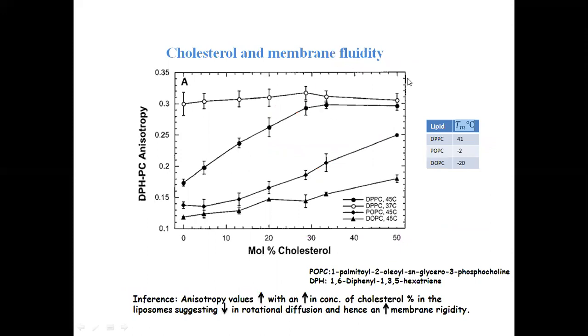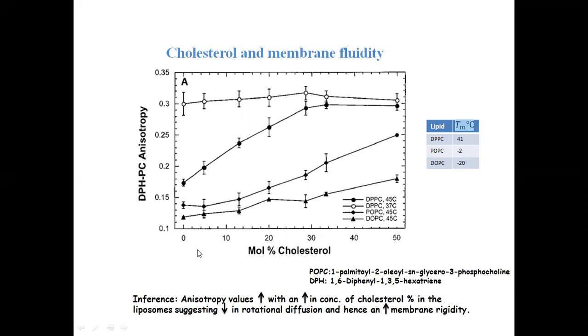This is a plot where there are different phospholipids at different temperatures. The DPPC at 37 degrees Celsius has the highest anisotropy, followed by the DPPC at 45 degrees Celsius, DOPC and POPC at 45 degrees Celsius. This is because the DPPC at 37 degrees Celsius is in gel phase, that is, it has high membrane rigidity. This is because the current temperature, 37 degrees Celsius, is below its transition temperature, which is 41 degrees Celsius. While in the other cases, their current temperature, 45 degrees, is higher than their transition temperature, for which they have a low anisotropy value.